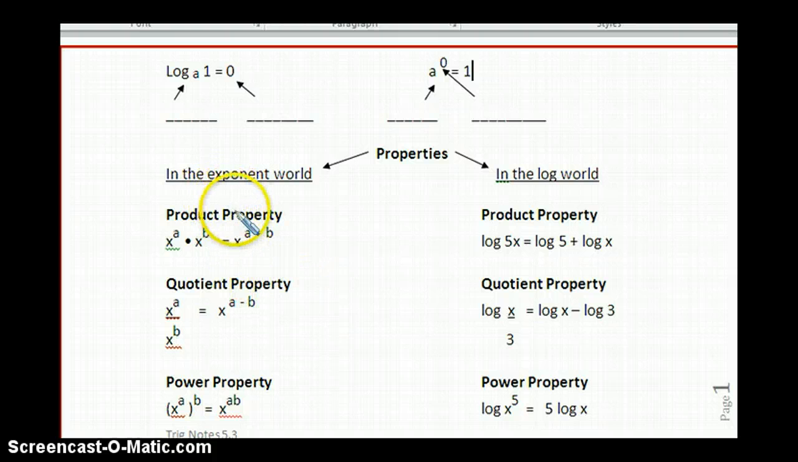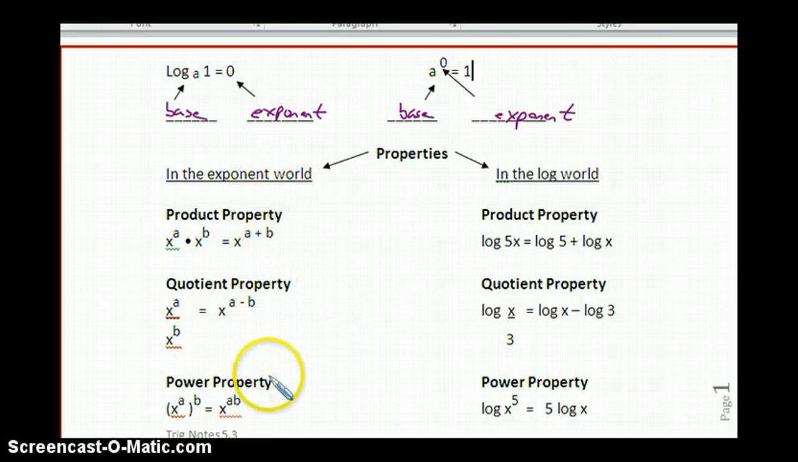And just to keep ourselves on the same page with log form and exponent form, remember that in log form, log base a of 1 equals 0, a is the base and 0 is the exponent. Remember that the log is equal to the exponent. Over here, in exponent form, a is the base and 0 is the exponent. It's important that we keep that in mind, because now we're going to be going back and forth from exponent world, as I'll call it, to log world.